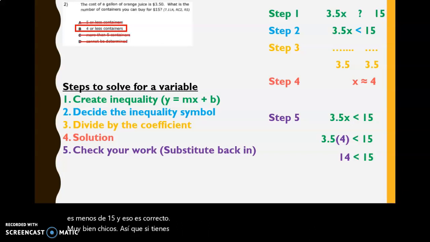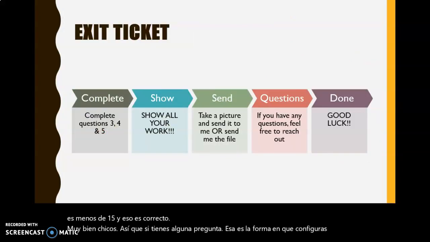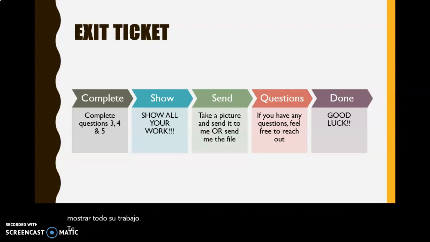Alright guys, so if you have any questions, that is the way you set up and solve number 2. Of course, your exit ticket for today is to complete questions 3, 4, and 5, show all of your work. You need to send me proof of your work.